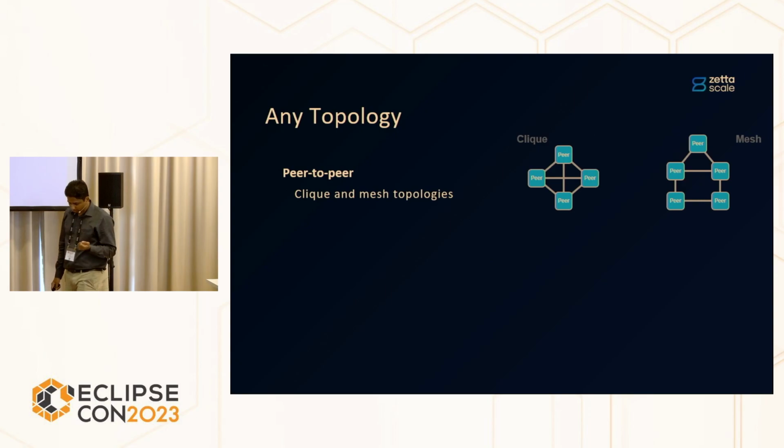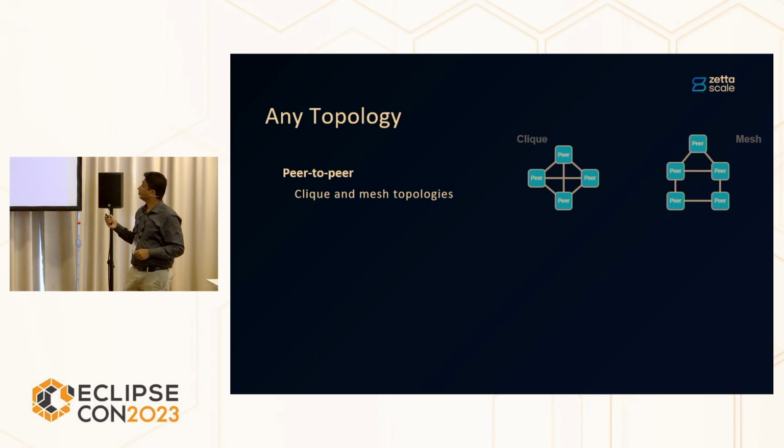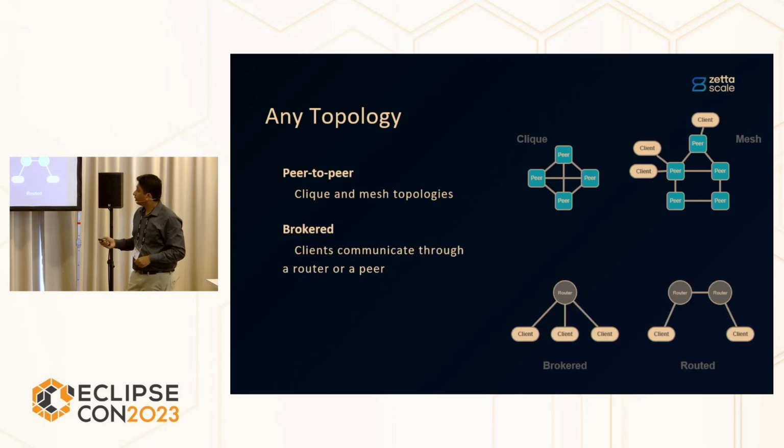So Zeno can work on any topology. You can have peer-to-peer communication in a clique, so every peer is connected to every other peer. You can also have mesh communication, so you don't have to be directly connected to every other device. Zeno can route the data through another peer. And we can also do brokered communication.